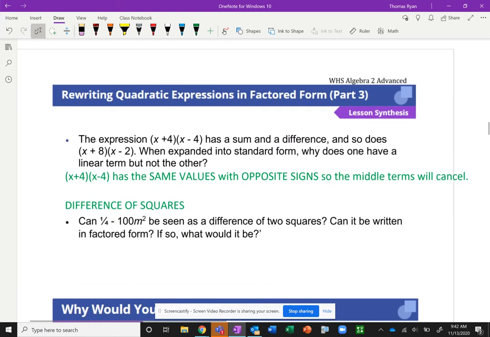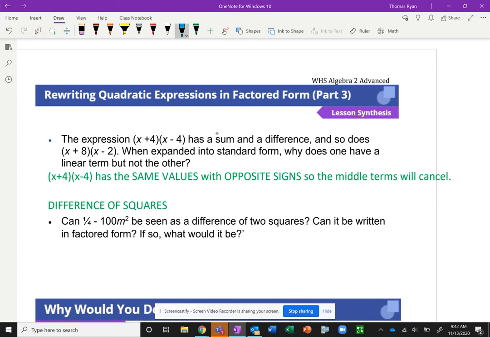Look, I already filled this one in. It says the expression x plus 4, x minus 4 has a sum and a difference. All they mean is that there's a plus and a minus, sum and difference. And so does the x plus 8, x minus 2, a sum and a difference. But when they expand them, one of these has a linear term. In this case, that's our b term. One of these has a b term and the other one doesn't.